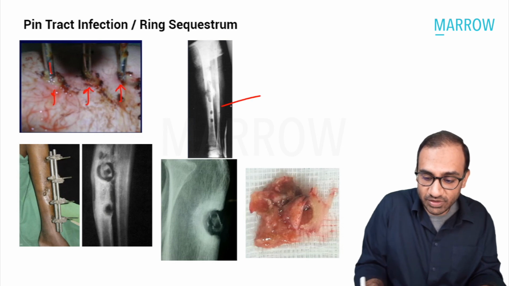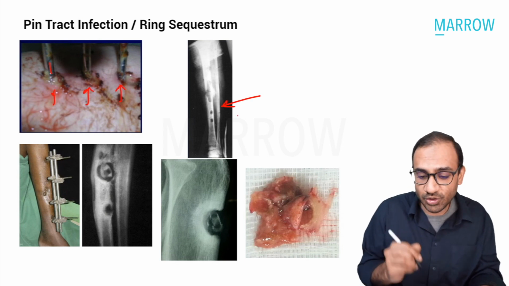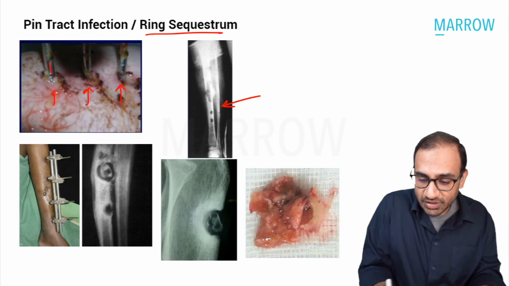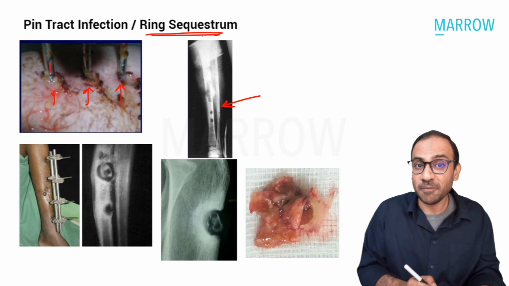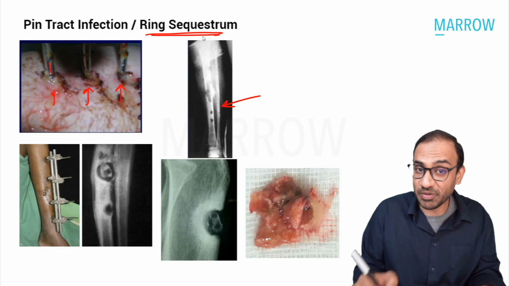There was an MCQ that was asked. What kind of sequestrum do you get? You get a ring sequestrum at the insertion sites of the Schanz pin on an external fixator. This was a previous AIMS question.